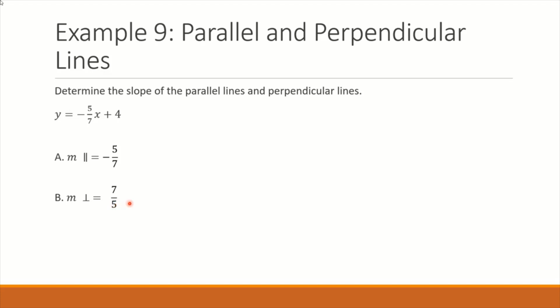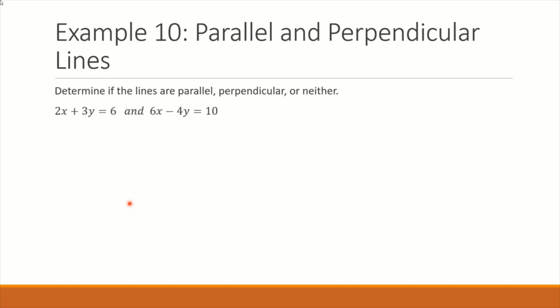Let's look at a different problem with parallel and perpendicular lines. Let's say that you're to identify if the lines are parallel, perpendicular, or neither. The best way to do this is by looking at the lines in slope-intercept form. So I have 2x plus 3y equals 6. To get it in slope-intercept form, all you have to do is solve for y and simplify. So I'm going to subtract 2x from both sides. That gives me 3y equals -2x plus 6.